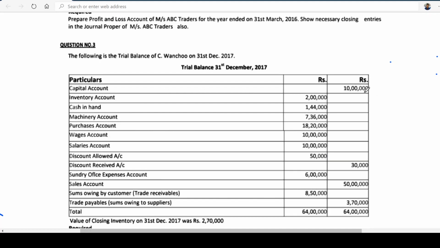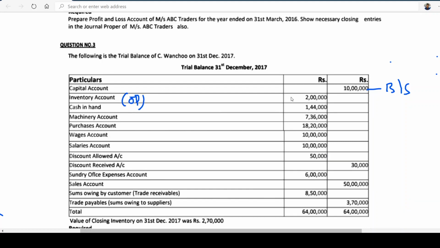So capital account will go to where? Balance sheet. This will go to the balance sheet. Inventory account: the trial balance has been given. When closing inventory is given, this is nothing but opening inventory.